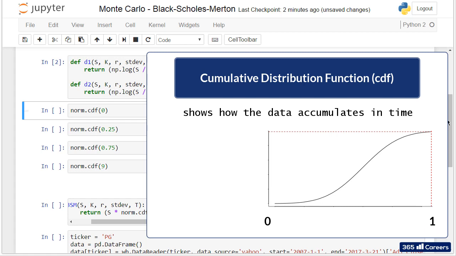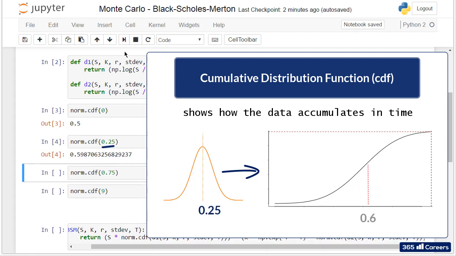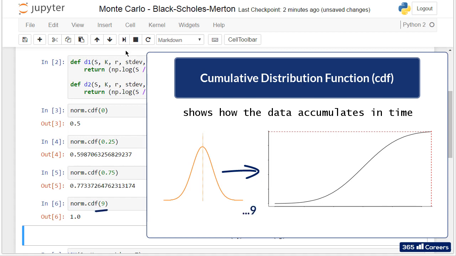So, Norm CDF will take as an argument a value from the data and will show us what portion of the data lies below that value. For instance, an argument of 0 will lead to an output of 0.5, since 0 is the mean of the standard normal distribution, and half the data lies below this value. An argument of 0.25 entails 0.6, and an argument of 0.75 approximately 0.77. Such a large argument as 9 results in 1 because it is expected to be the largest data point in our set.